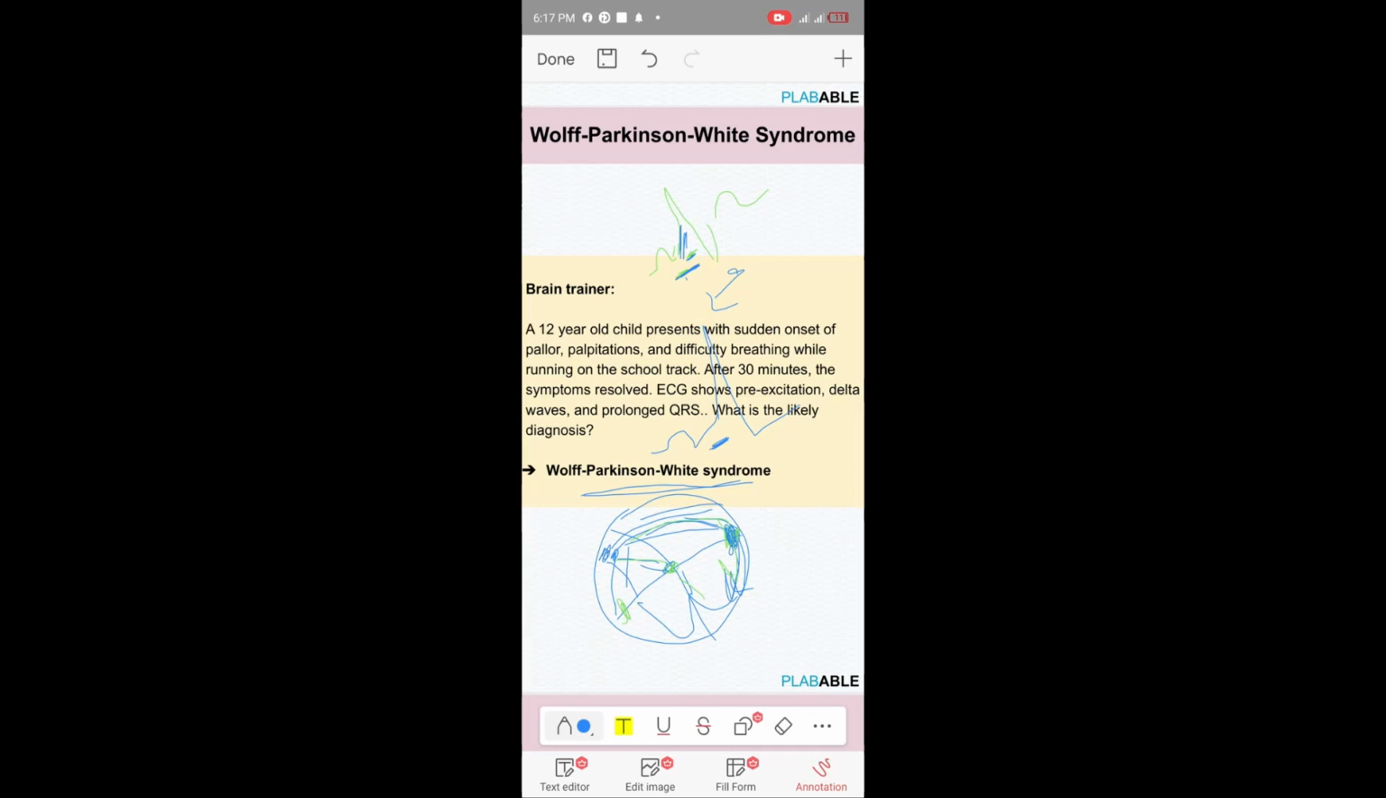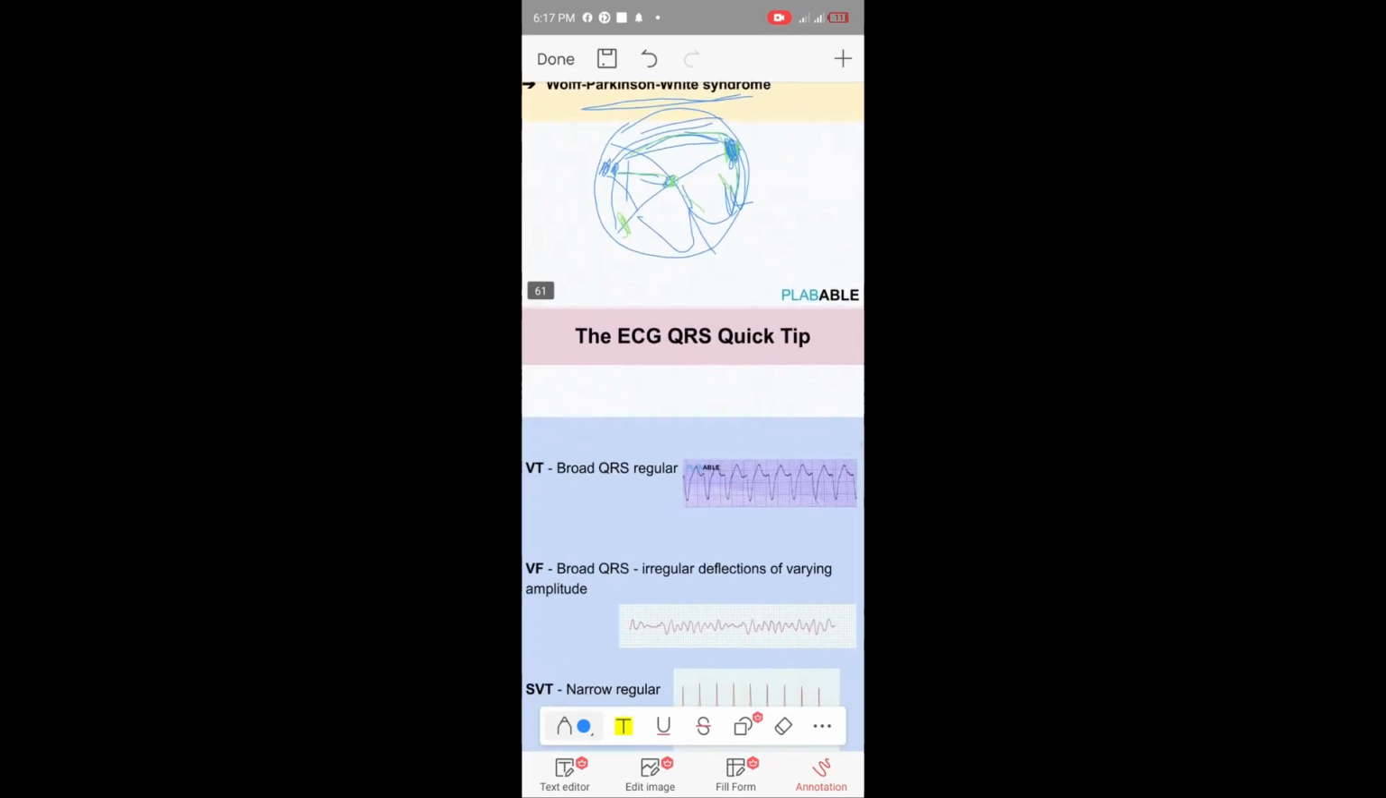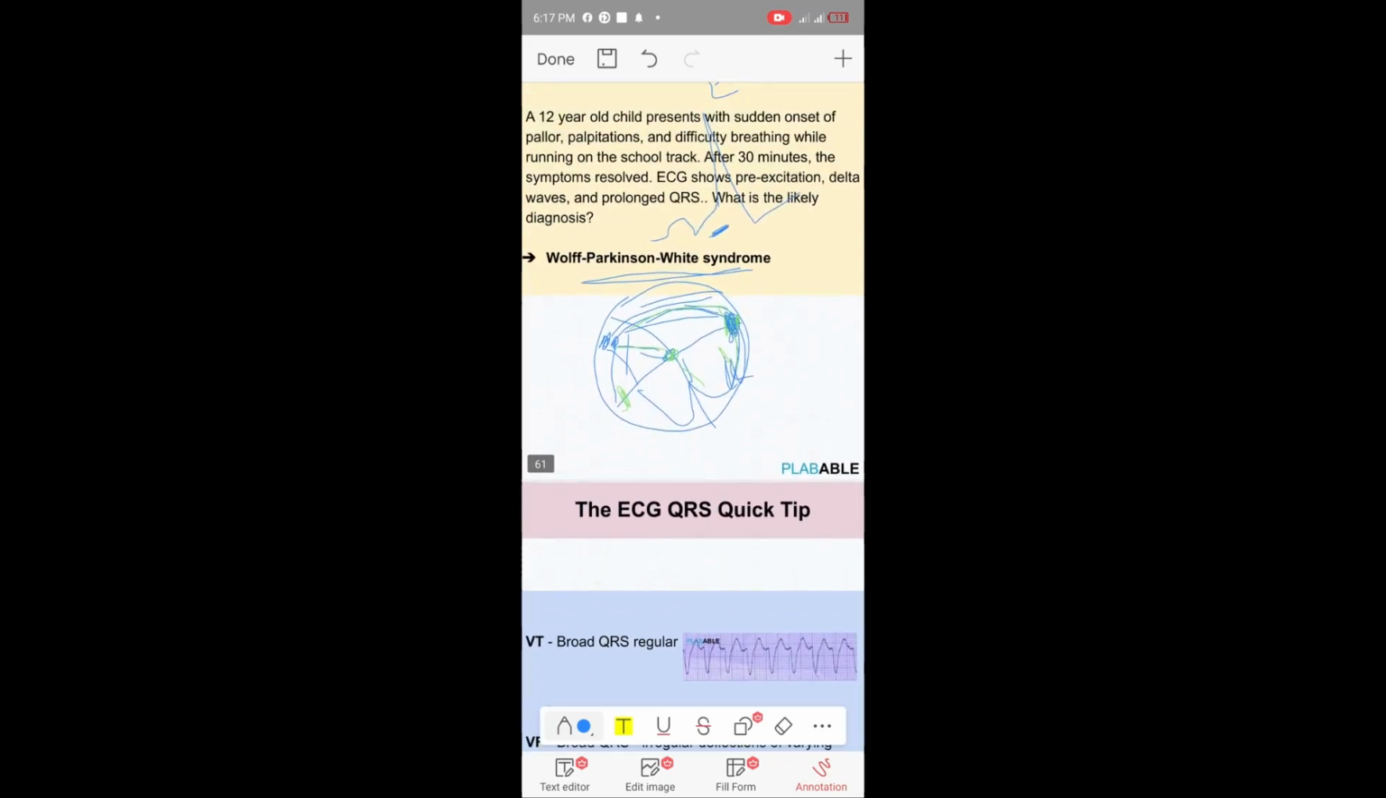Well, I think if it's coming over there, you need not go for type A and type B. So what is the definitive treatment for Wolff-Parkinson-White syndrome? Radiofrequency ablation of this accessory pathway. This accessory pathway is between the atria and the ventricles.